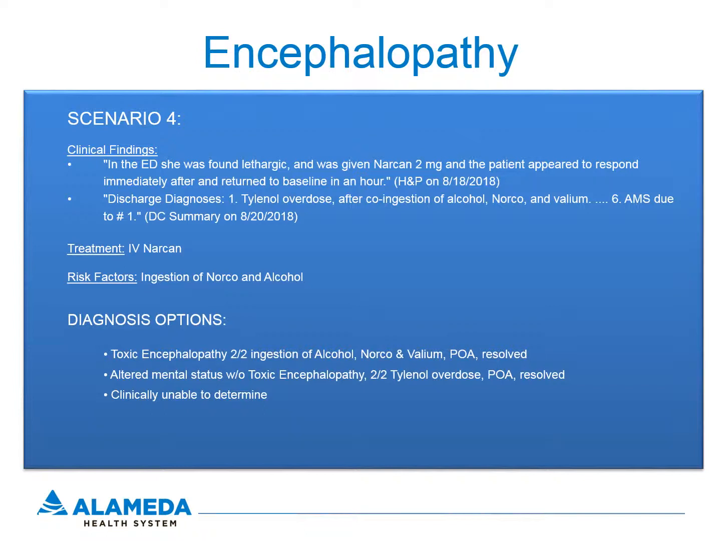In this case, the patient was treated with IV Narcan, and the risk factors were the ingestion of Norco and alcohol combined. So the diagnosis options that we would present on a query or that you consider documenting here are toxic encephalopathy, secondary to ingestion of alcohol, Norco, and Valium, all present on admission and resolved. Or you could write altered mental status without toxic encephalopathy, secondary to the Tylenol overdose, POA, or resolved, clinically unable to determine. But all the clinical evidence and criteria are present for the proper diagnosis of toxic encephalopathy in this case.